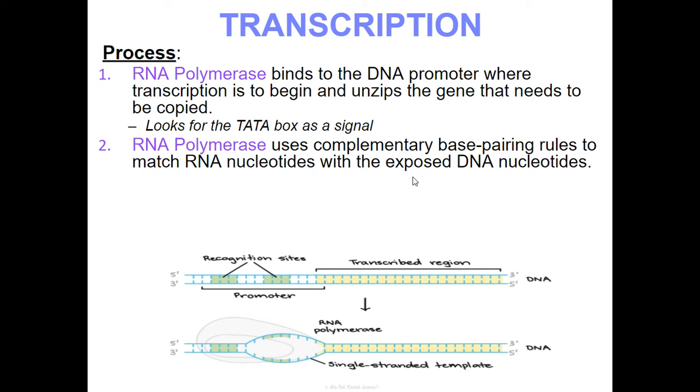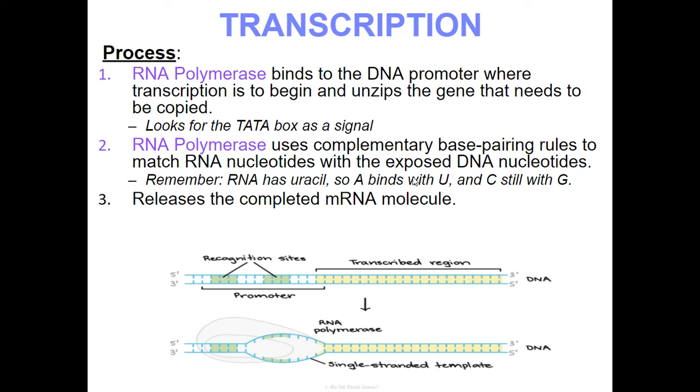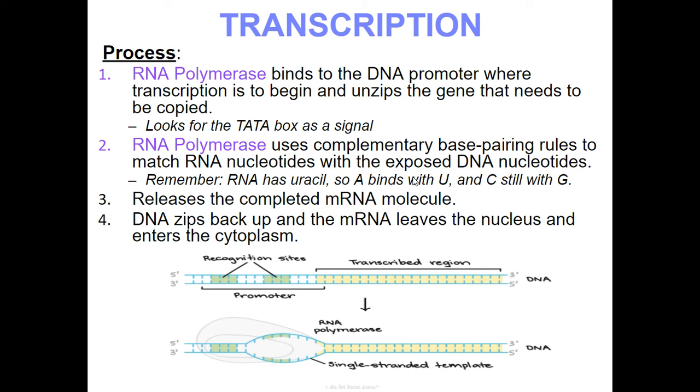Once it picks up on where to begin, RNA polymerase starts to add RNA nucleotides. But remember, RNA doesn't have thymine. Instead, it has the nitrogen base uracil. So as it adds nucleotides, it follows the base pair rule. A now binds with U and C still binds with G. Once it is completed, it will get released. DNA zips back up, and the mRNA leaves the nucleus.